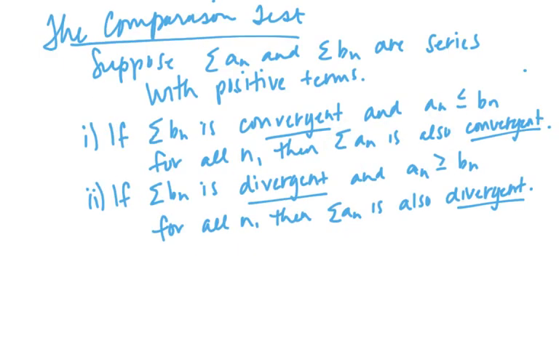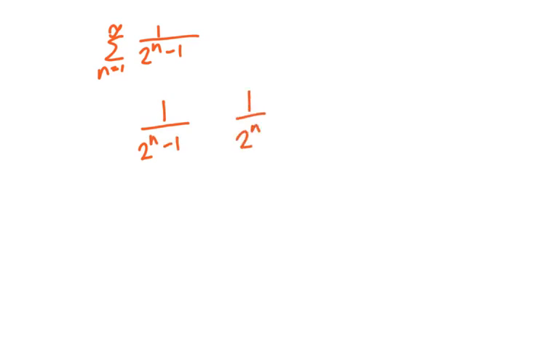Let's run back to the comparison test real quick. If we start with a convergent, we need a smaller series. If we start with a divergent, if we're comparing a divergent, then we need a larger series. So consider this problem. It says the sum from n equals 1 to infinity of 1 over 2 to the n minus 1. Now this is similar to what we looked at earlier. Let's take 2 to the n minus 1 and compare it to 2 to the n.